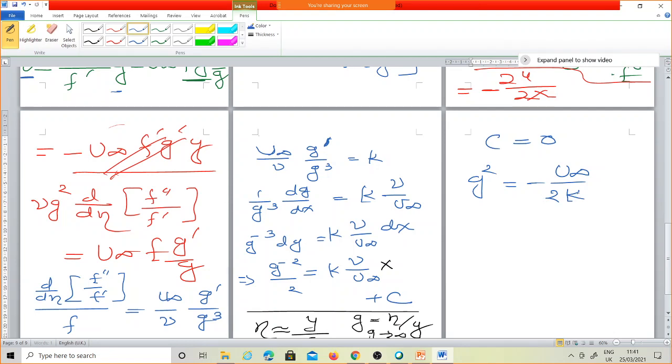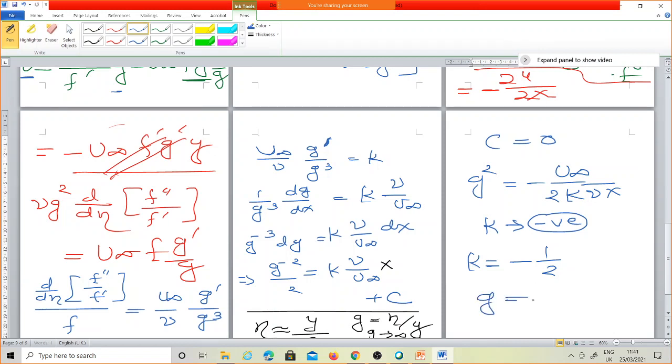2k mu x. Right, so in this case your k is a constant, right? K of course should be negative, because g square cannot be negative. It should be positive, so k must be negative. So let's consider again, for our convenience, k is minus half. Very big minus.